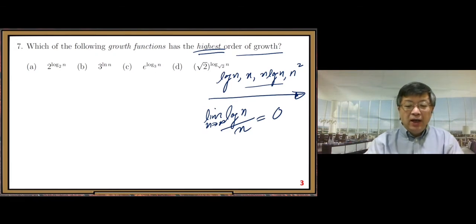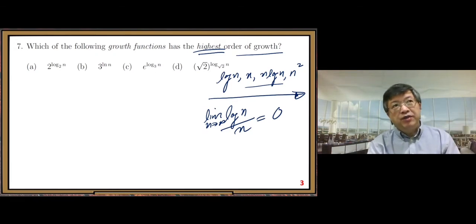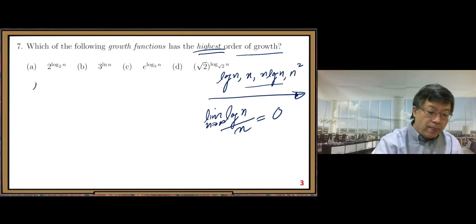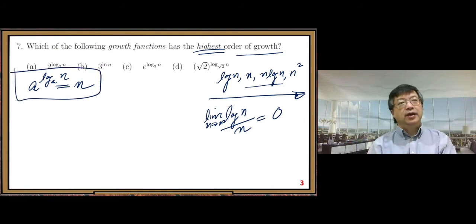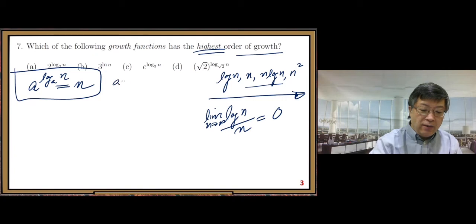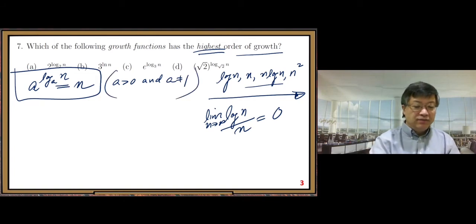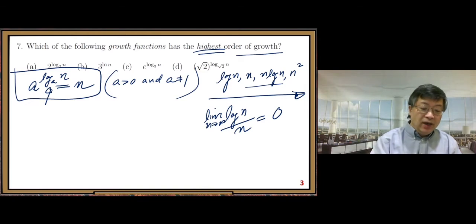To compare that, I'd like to introduce a basic formula in logarithm: a to the log base a of n equals n. So this formula is important. With the condition a positive and a not equal to 1. That's the condition. Otherwise, the log is not defined. Log base a of n is not defined. All right, why is that?